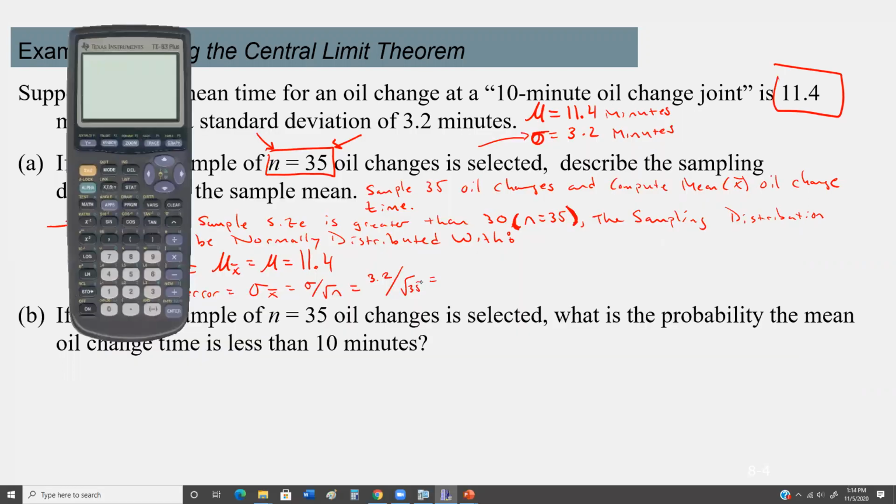So let's grab a trusty calculator here. So I'm going to take 3.2 divided by the square root of 35. I'm going to get this. Did anybody else get this? Yeah. Great. Just like to have my work checked a little bit, you know.